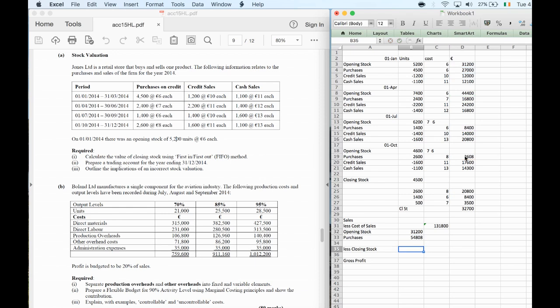And then my closing stock. That's the figure I had to work out earlier on. So if I add these two, take away my closing stock, and that gives me my gross profit. Okay, I hope that makes a bit of sense to you.